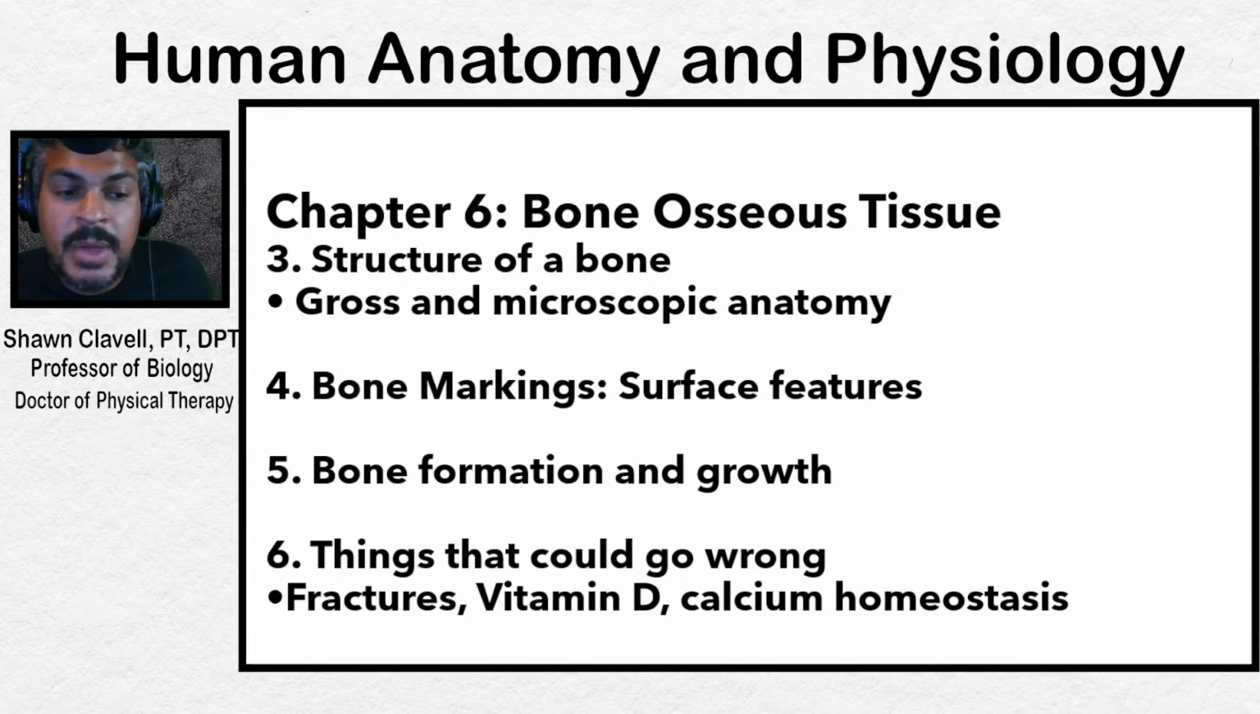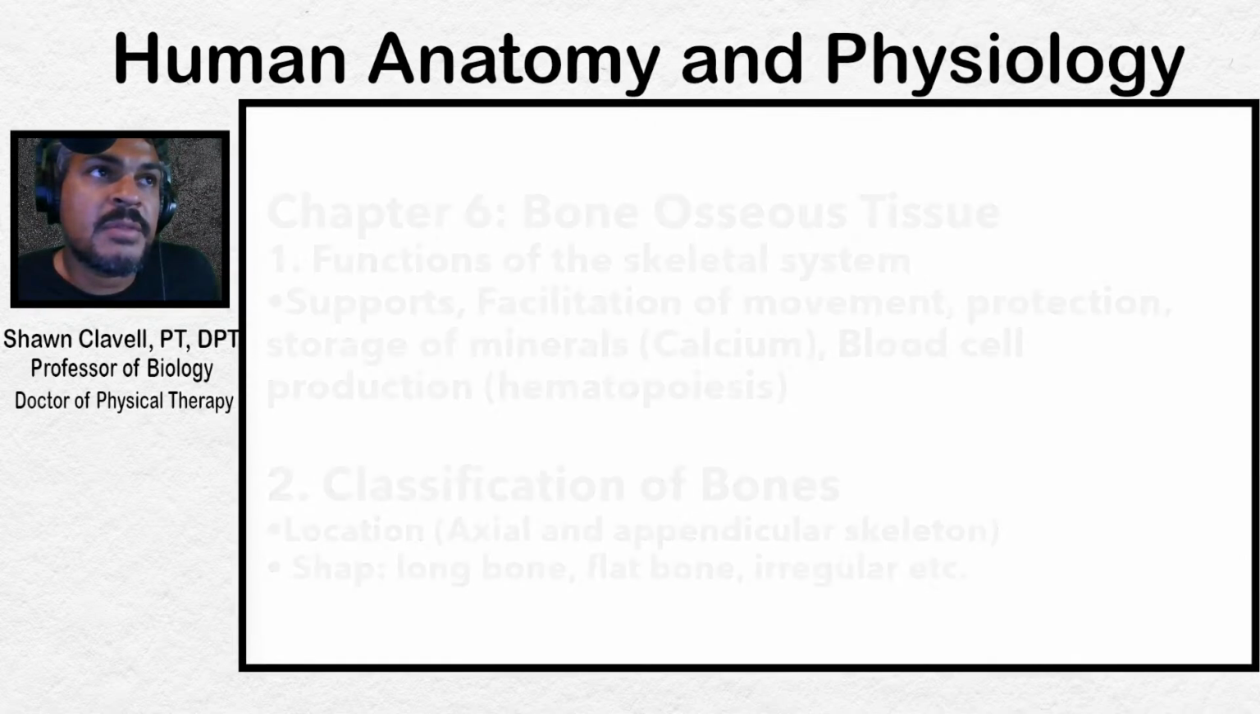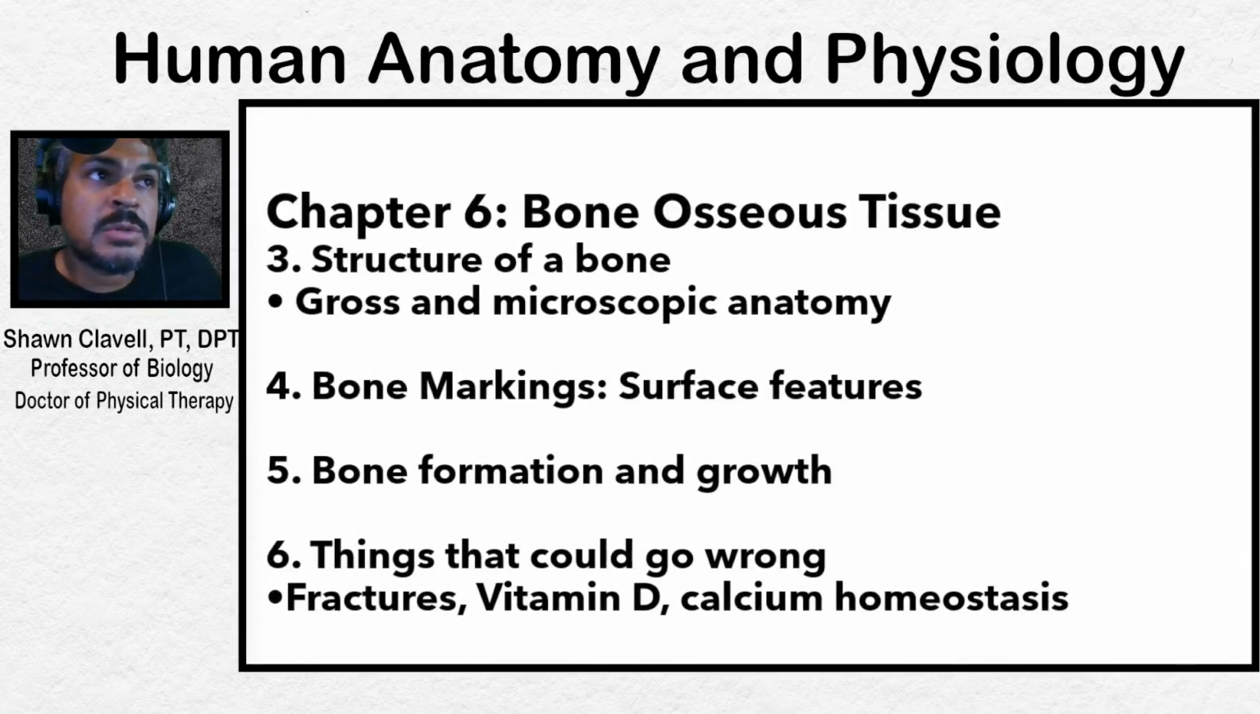We just finished up the integumentary system. We're into the skeletal system. Again, the big ones here are related to functions of the bone, classifications of the different bones, the structure of bones, different markings. There's going to be some different features that we should be able to identify based on the name, the bone formation and growth, and then some of those things that could go wrong.